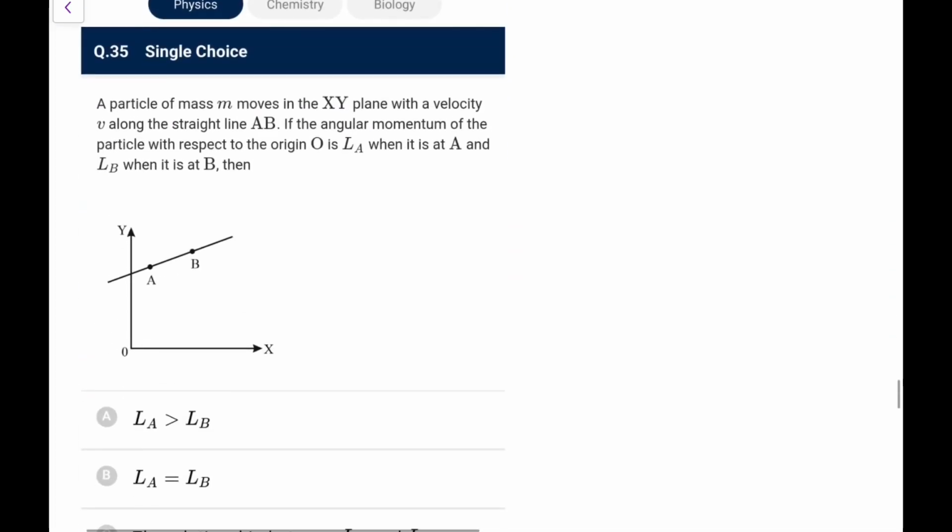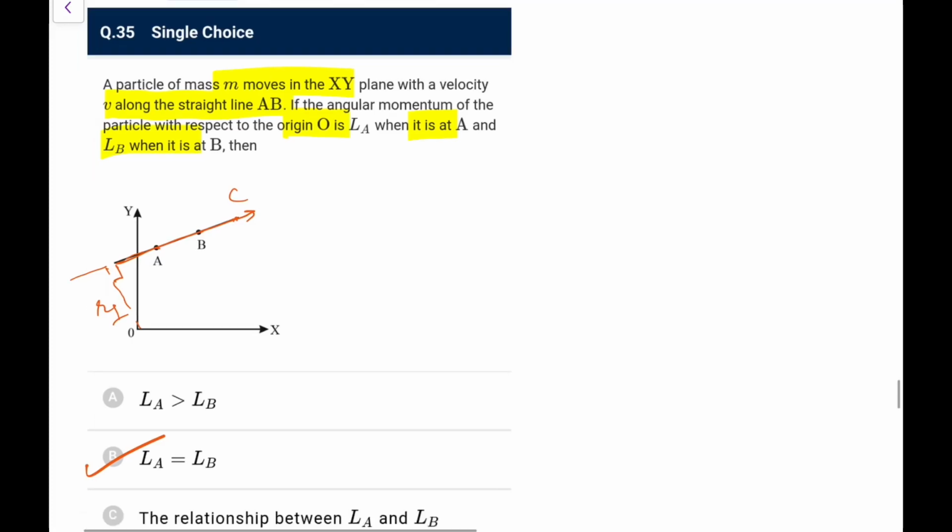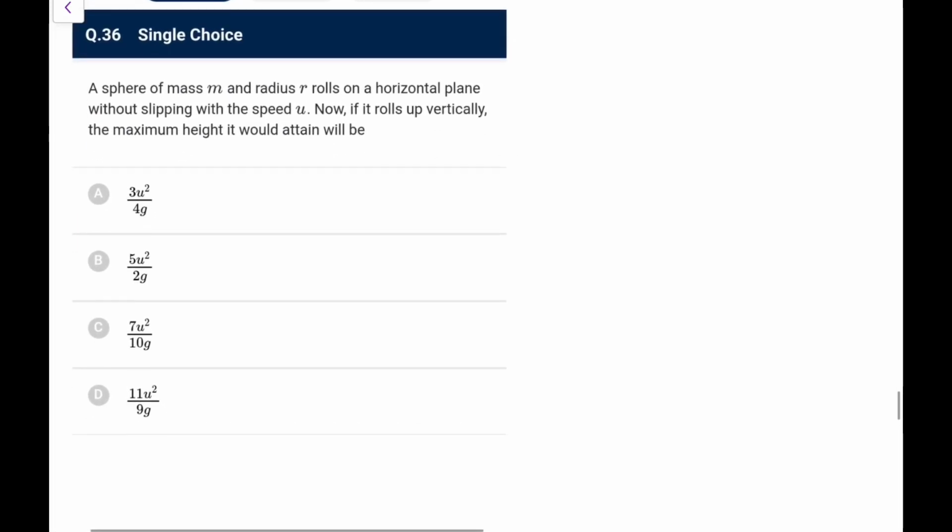Next, a particle of mass m moves in the xy plane with a velocity v along a straight line AB. If the angular momentum with respect to origin is LA when it is at A and B, you know, when it travels on a straight line with a constant speed, the angular momentum about the point remains constant. Why? Because the line of action of velocity is the same and its perpendicular distance from origin remains the same. Whether it is at A, B or C, this R perpendicular remains the same, so MVR perpendicular remains exactly the same value. This is a common concept asked many times.